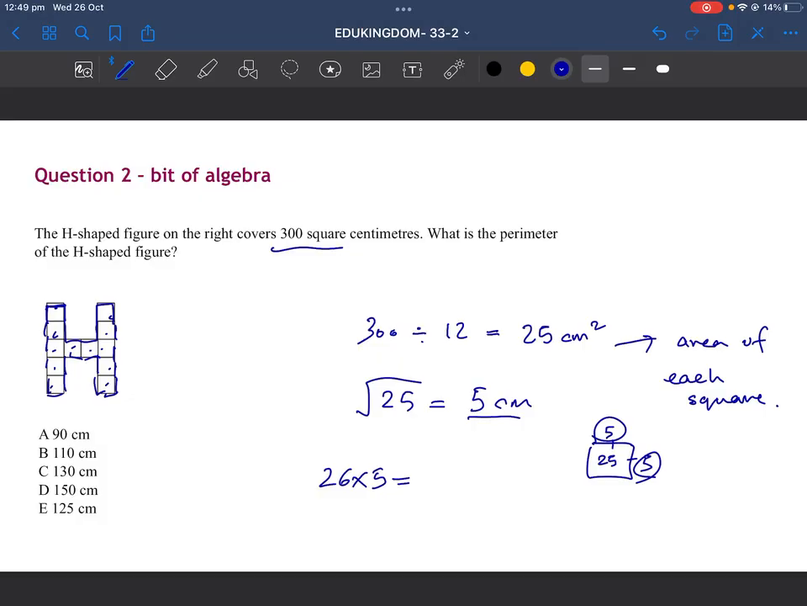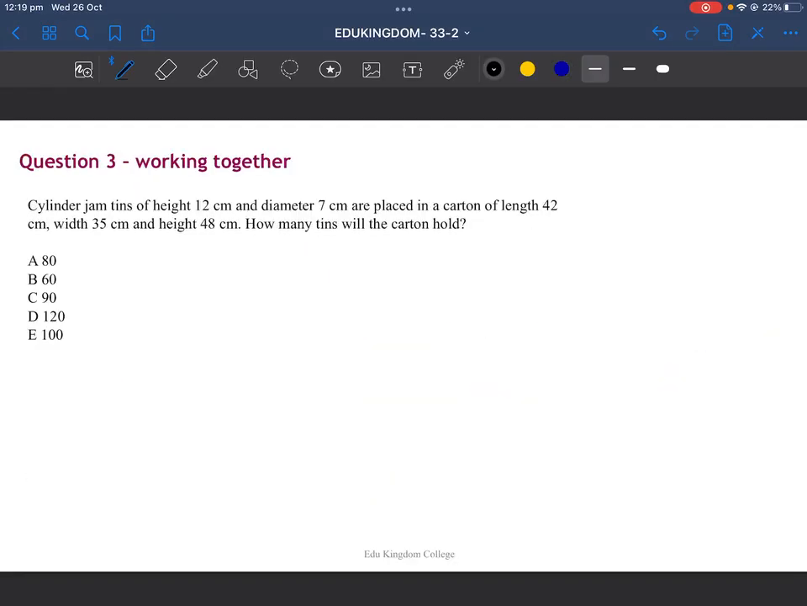So together, this should give us 130 centimeters, which is option C. Okay, guys, let's move on to the next question.